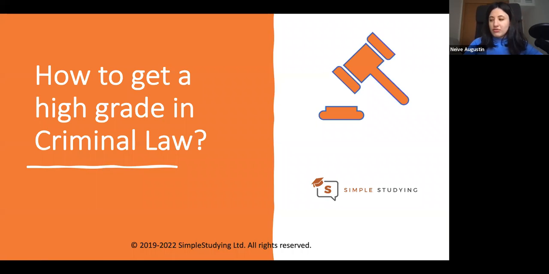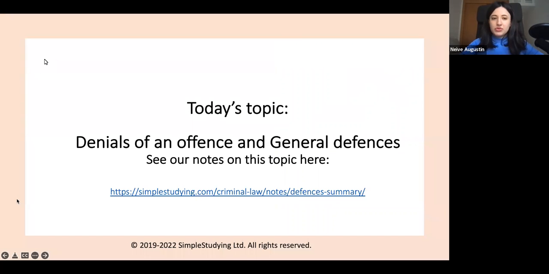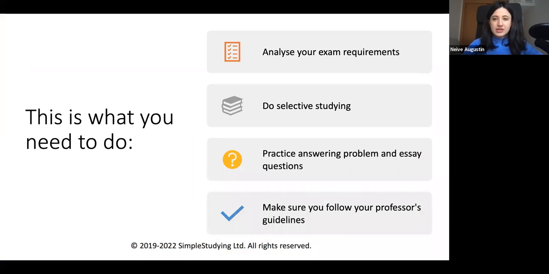The discussion of general defenses is usually relevant to a lot of problem questions such as sexual offenses, property offenses, and so on. Before we move to the discussion of general defenses, I'd like to go through the general guidance that is relevant to all the law exams.